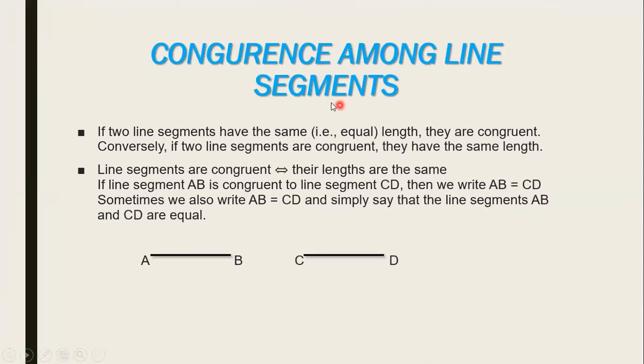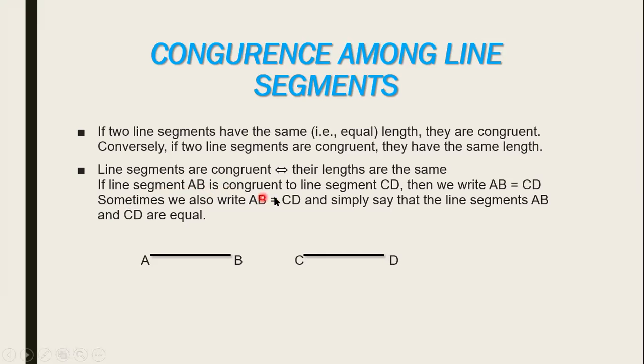Next, congruence among line segments. If two line segments have the same, that means equal, length, they are congruent. If the line segments are equal in length, then we can say that both the line segments are congruent to each other. Conversely, if two line segments are congruent, they have the same length. If they are congruent, their length will be the same. If the length is the same, both the diagrams are congruent to each other.